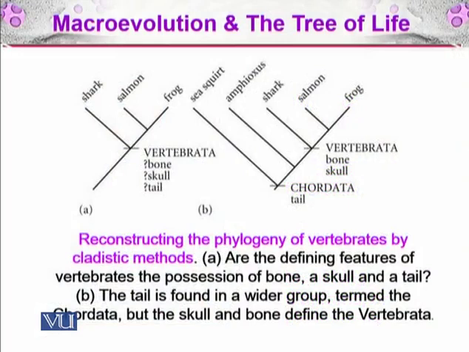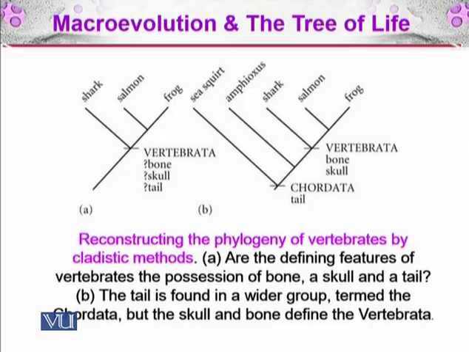So here you can see the two parts of the diagram. One is A, another one is B. So A and B, one of them is a correct representation of the cladogram. So this is reconstructing the phylogeny of vertebrates by cladistic methods. In A, the defining features of vertebrates are the position of bones, skull, and tail. Then of course not, right? So the vertebrates do have other characteristics, and what are those?